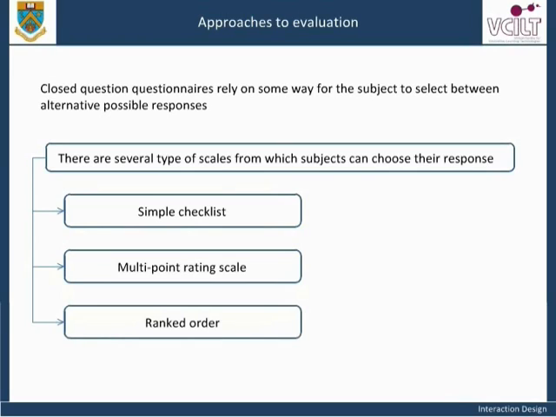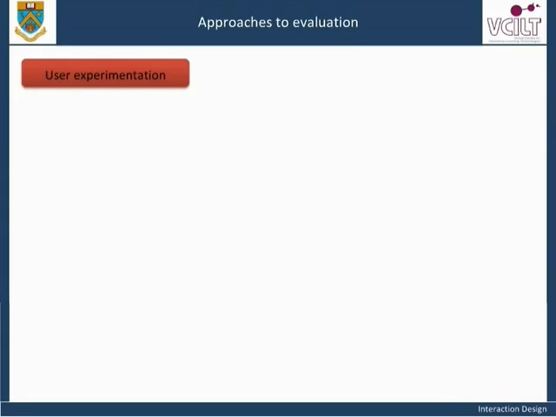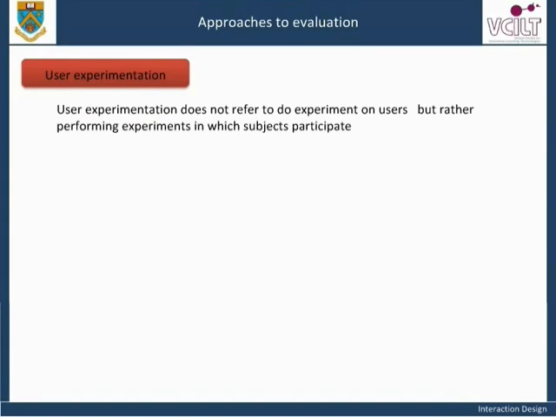Ranked order: rather than giving the subject a scale from which to pick their responses, this approach requires the user to specify their preference for items in a list. User experimentation does not refer to doing experiments on users, but rather performing experiments in which subjects participate.